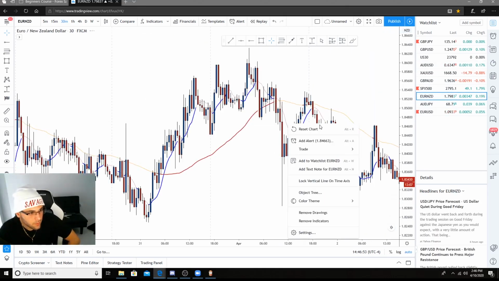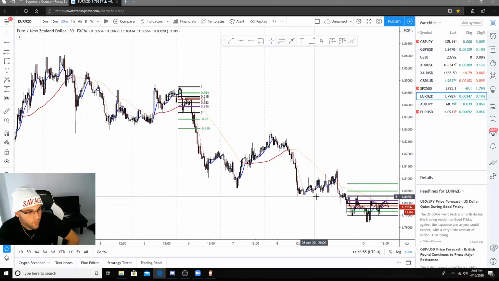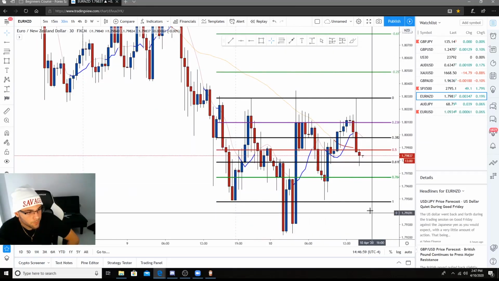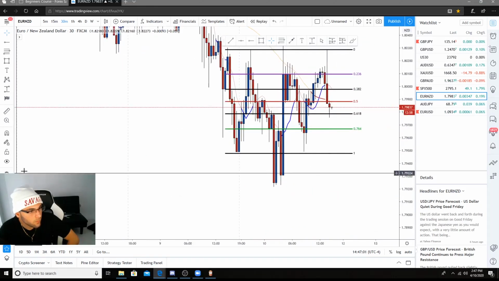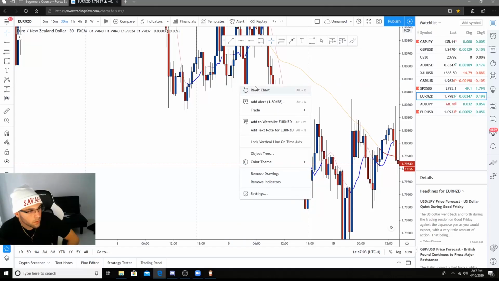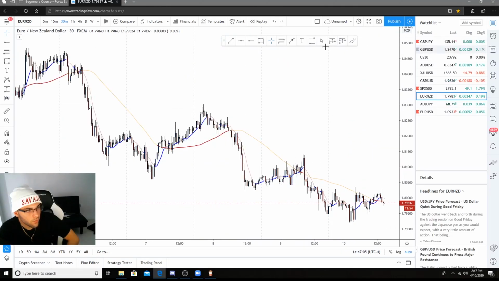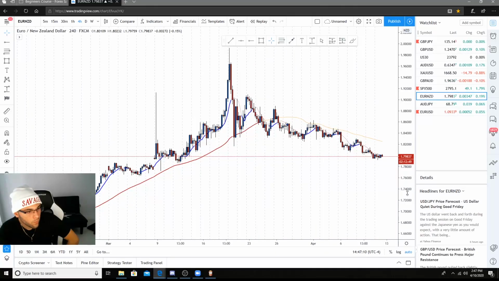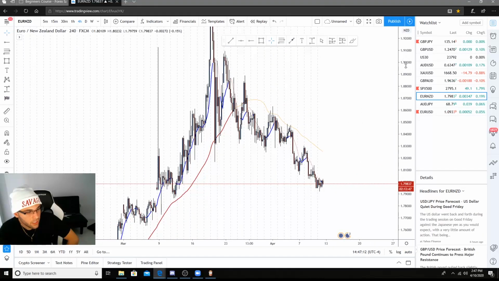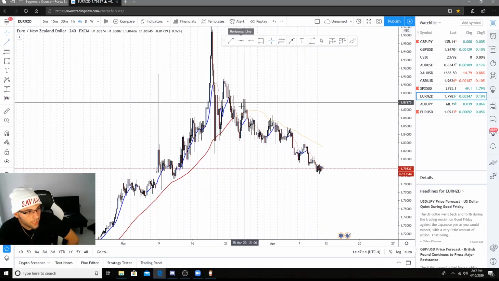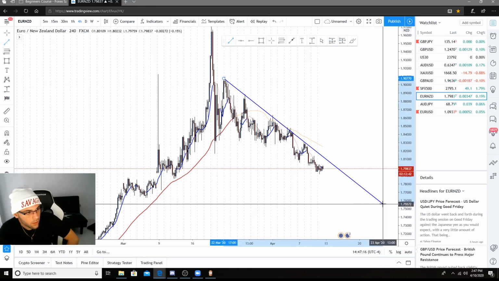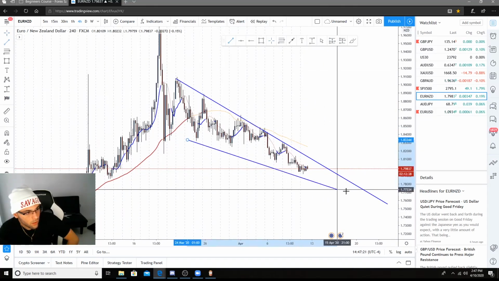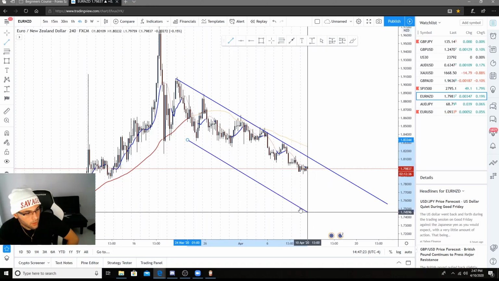Euro NZD. Choppy setup. Okie dokie. So let's go to the 4 hour right here. What do you guys see? Clear as day. We have a downtrend. As you guys can see, a channel going down that way.